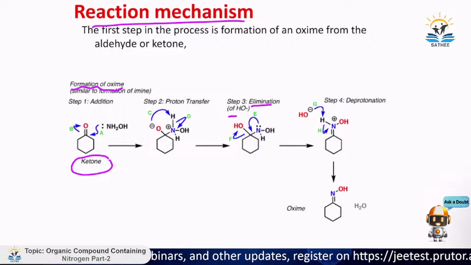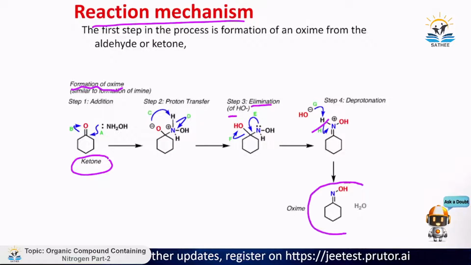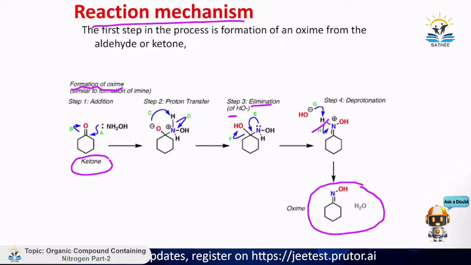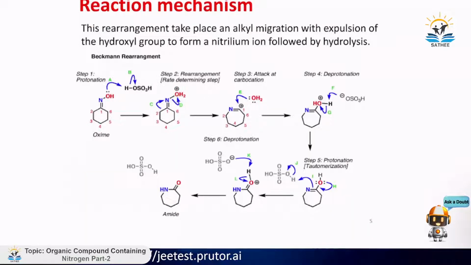Then deprotonation happens, H plus and OH minus get removed, and finally the double bond N and OH is formed, which is an oxime. So oxime gets formed and H2O is released. Okay, so this is the first step. Now rearrangement takes place and alkyl migration occurs. So what will happen? Alkyl migration will occur.